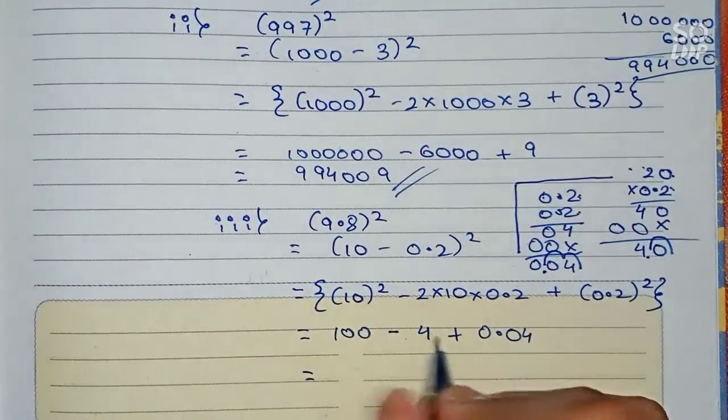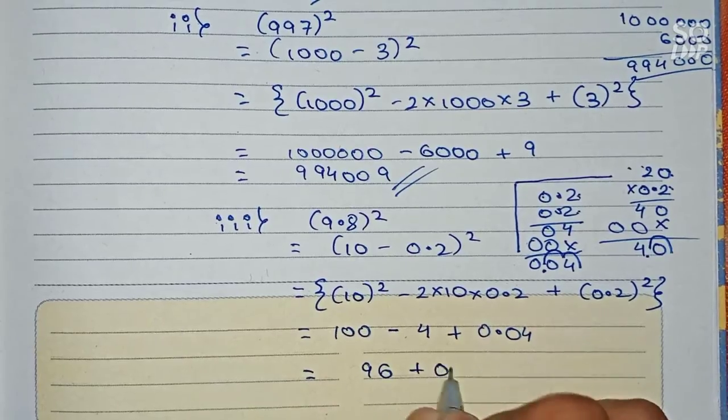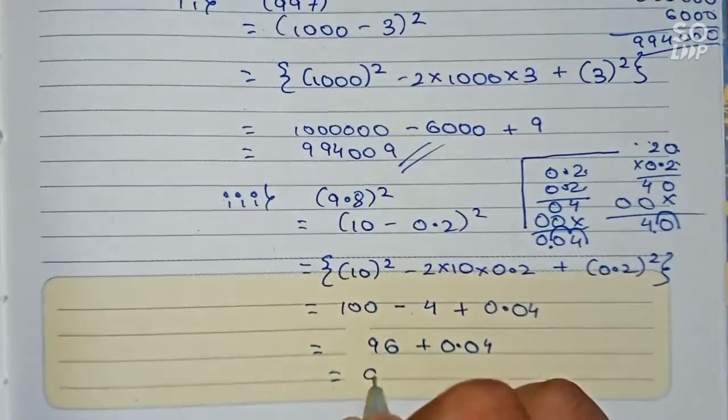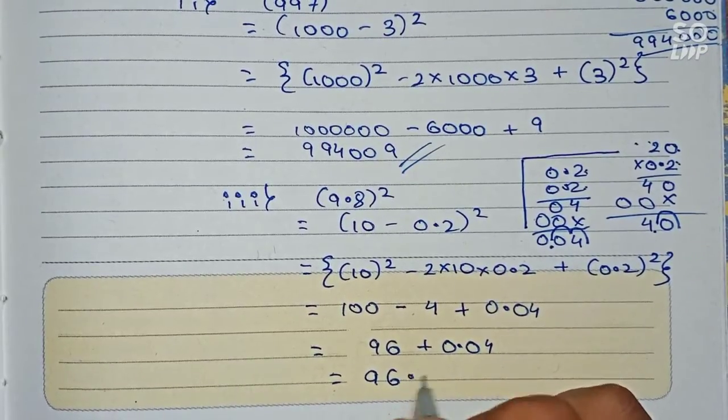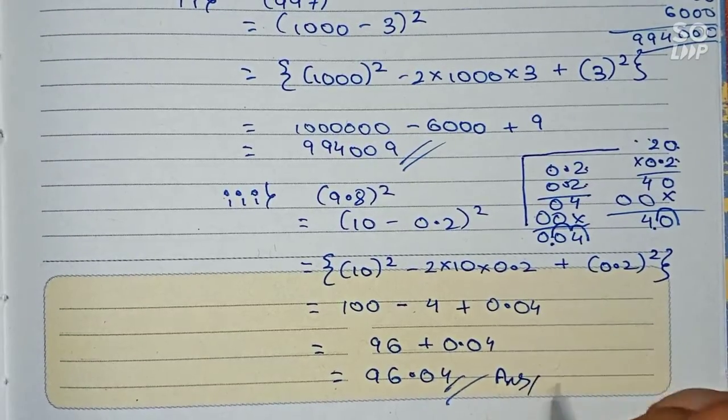So that means we can write here 100 minus 4, that will be equal to 96 only. So 96 plus 0.04 is equal to 96.04. So this is the final answer for this question.